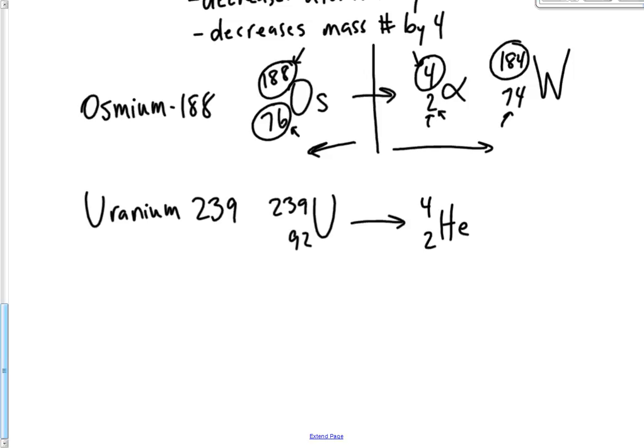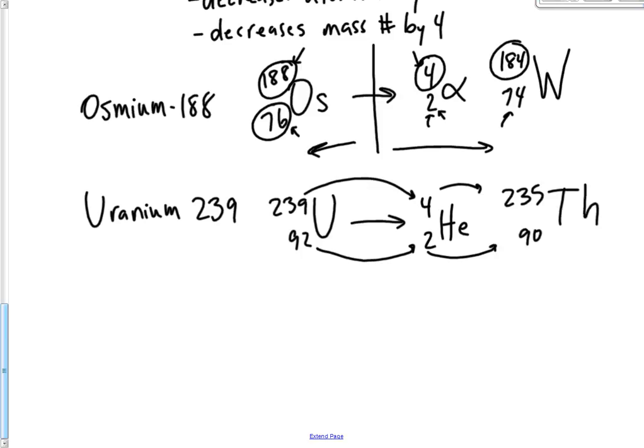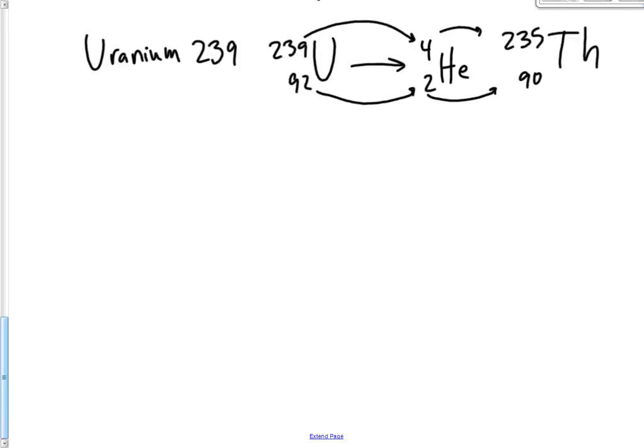And then you're going to subtract from there, okay? 239 minus 4 gives you 235. 92 minus 2 gives you 90. Look on the periodic table. Number 90 is thorium, Th. And that's alpha particle decay. That's alpha decay.